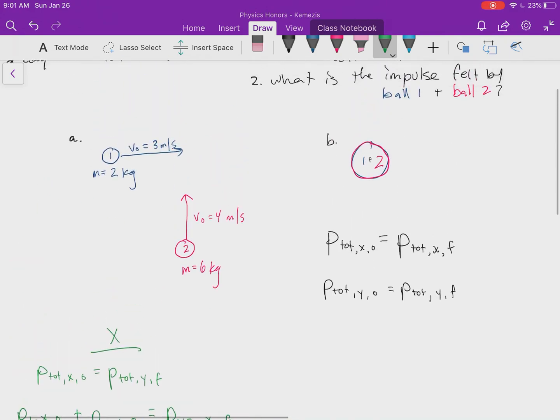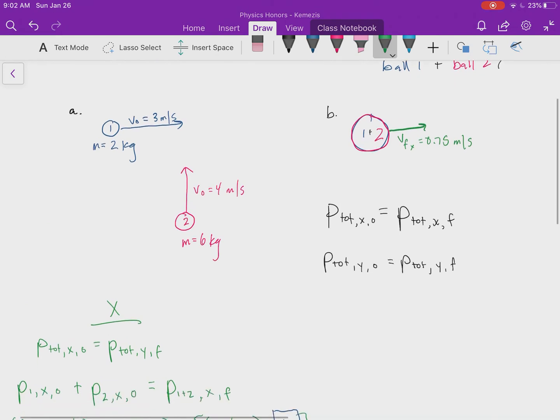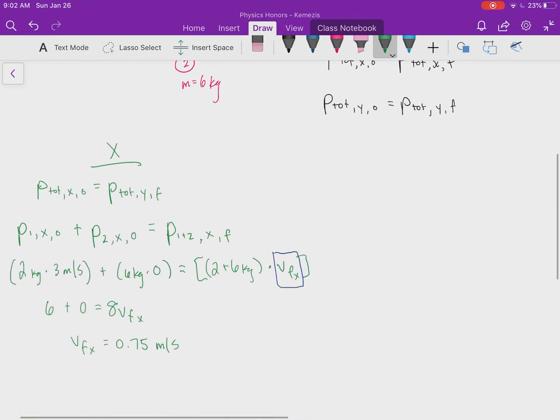Okay, so that means that this new object is going to be traveling with a velocity in the x direction of 0.75 meters per second. But that's not the only thing, because there's going to be some y velocity, and we're going to do the same thing, just thinking about the y direction now. So p total y initial is going to be equal to p total y final, and I just realized that over here I accidentally wrote y when it should have been an x. Sorry about that.